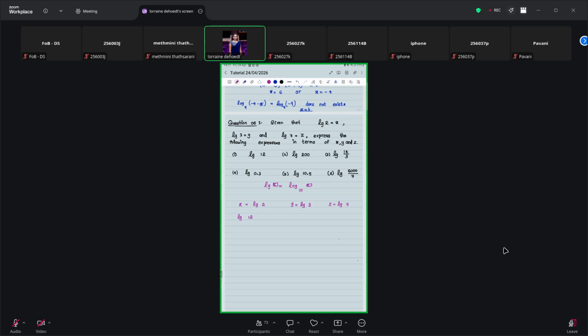LG12. Now, we need to rewrite this 12 using 2, 3, and 7. You can multiply and divide.